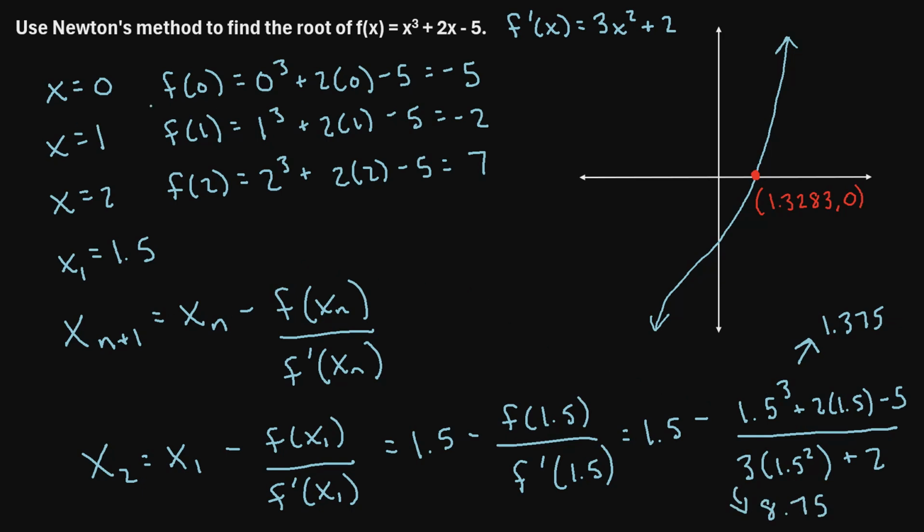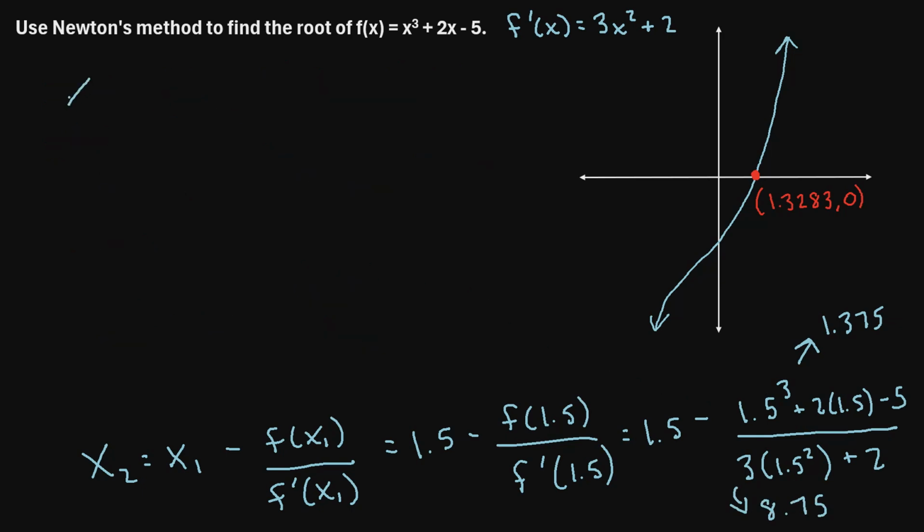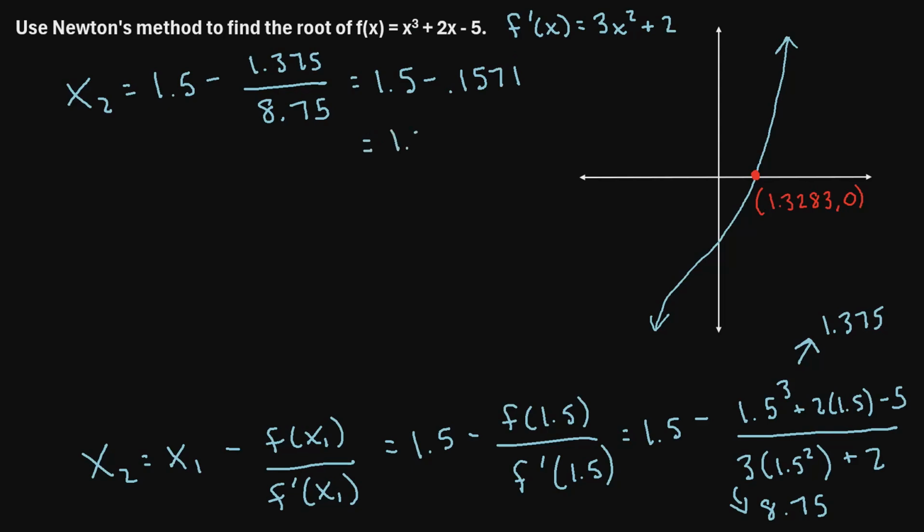So I'm going to go ahead and erase this and make a little bit of room over here. For x2, we have 1.5 minus 1.375 over 8.75. This turns out to be 1.5 minus 0.1571, and that comes out to 1.3429. So our value for x2 is 1.3429. This is our next best guess of what the root of the equation is. Our first guess was 1.5, and now our second guess is 1.3429.